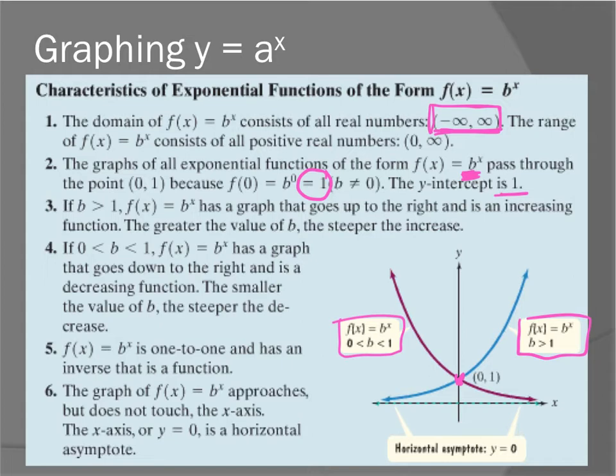The graph of f of x equals b raised to the x approaches but does not touch the x-axis. The x-axis, or y equals 0, is a horizontal asymptote. An asymptote means it gets really, really close but does not touch. So our graph will never touch the x-axis. We have a horizontal asymptote at y equals 0. This is all of our basic information about exponential functions.